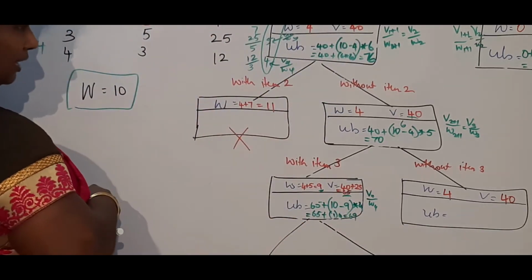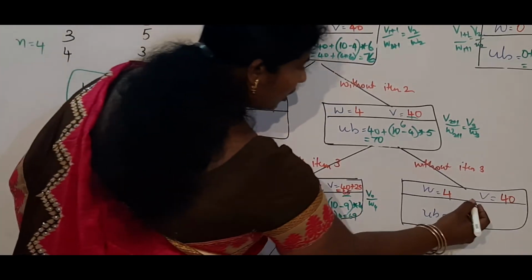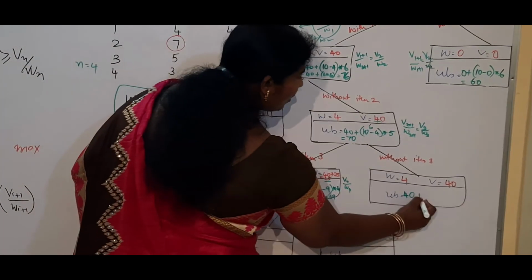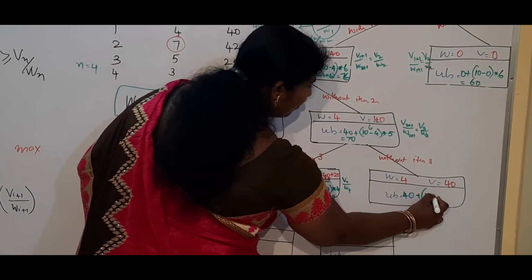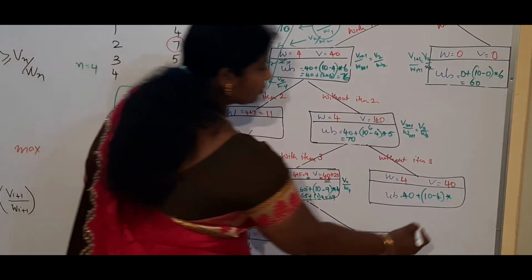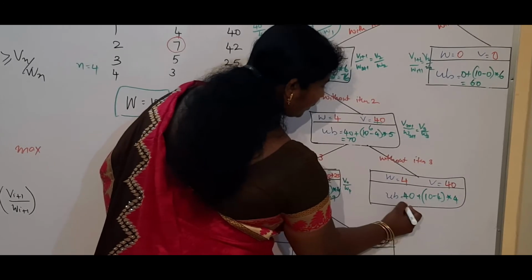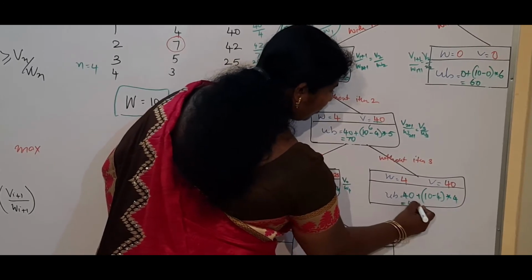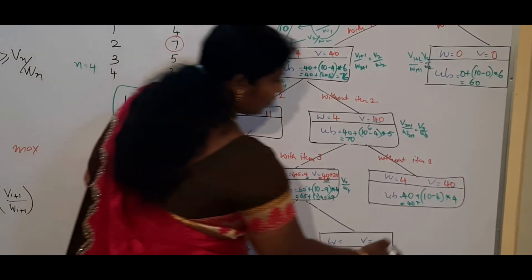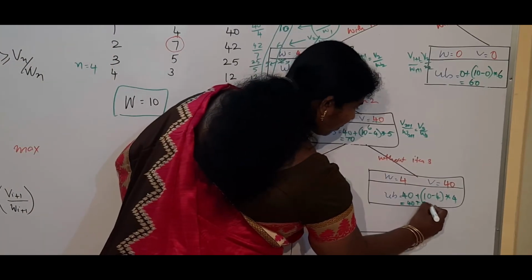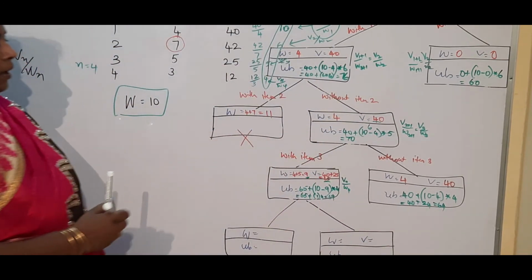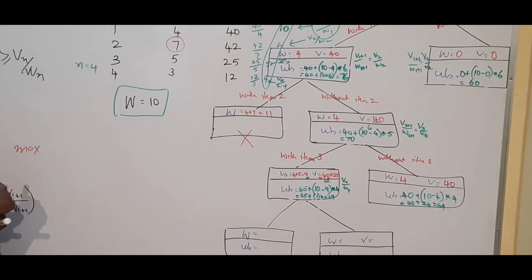And if I have to calculate the upper bound, the value would be 40 plus 10 minus 4 into 4. So I have 4 here, then 6 times 4 is 24, and I have 64 as my upper bound here.